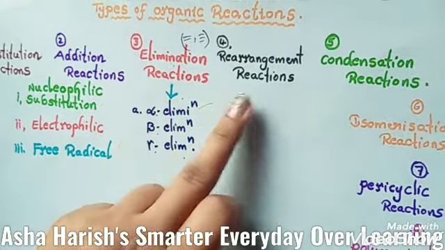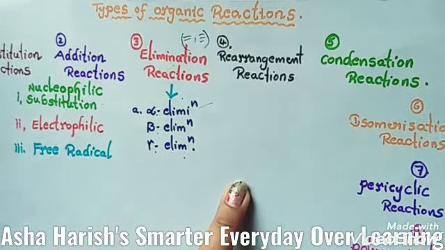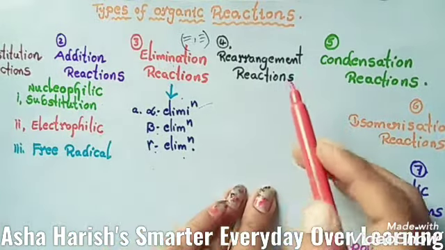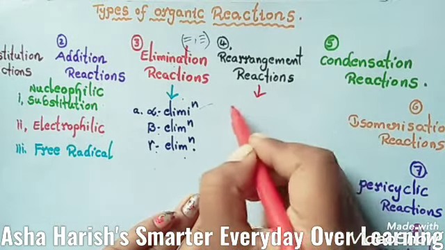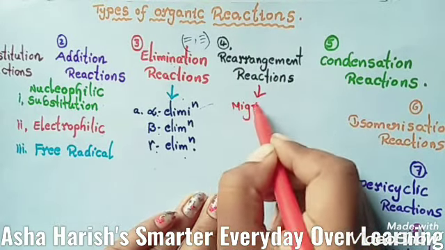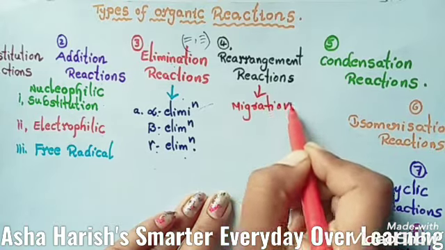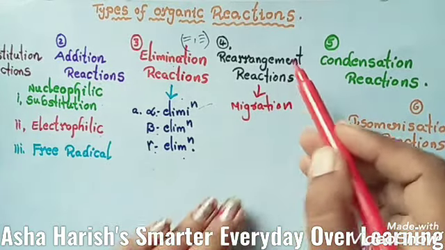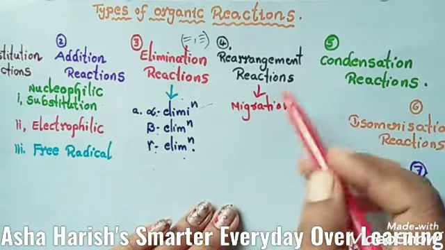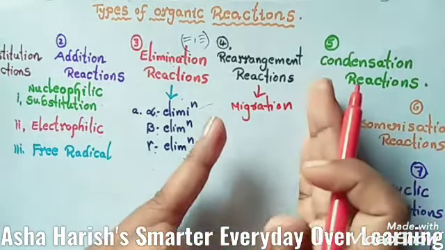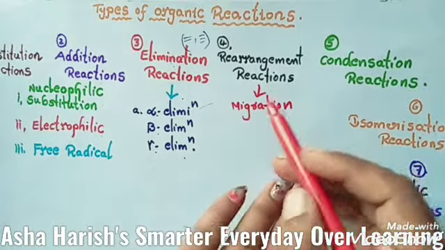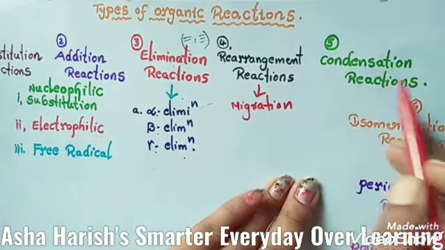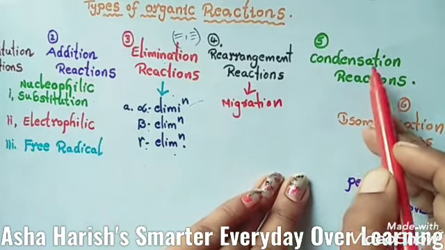And the next one we have here is rearrangement reactions. Reactions involving the migration of atoms. Here is the important one: migration of atoms or group of atoms from one atom to another within the same molecule is known as rearrangement reactions.